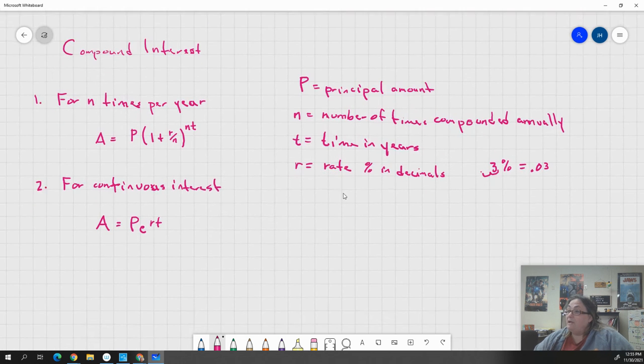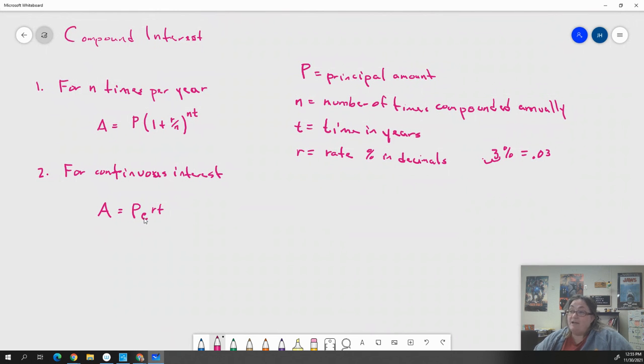Did I miss anything on this one? No. Down here, everything is the same except for we have that E. What is E? It's that 2.71. You don't need to put all the numbers in, right? You just need to do E and raise it to a power. So these are our only two formulas that we deal with when we're dealing with compound interest.